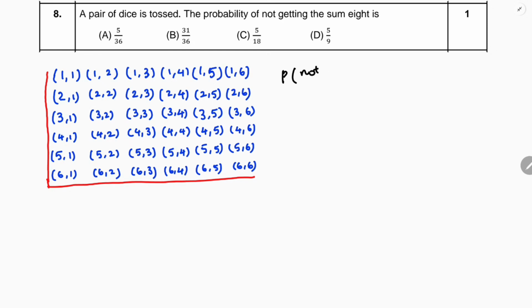See, if you observe, sum 8 is in this diagonal. If you get 8 here, the total along the diagonal, directly you can count: 1, 2, 3, 4, 5. 5 times you are getting 8. So out of 36 outcomes, 31 times you will not get 8. So the correct option is B.